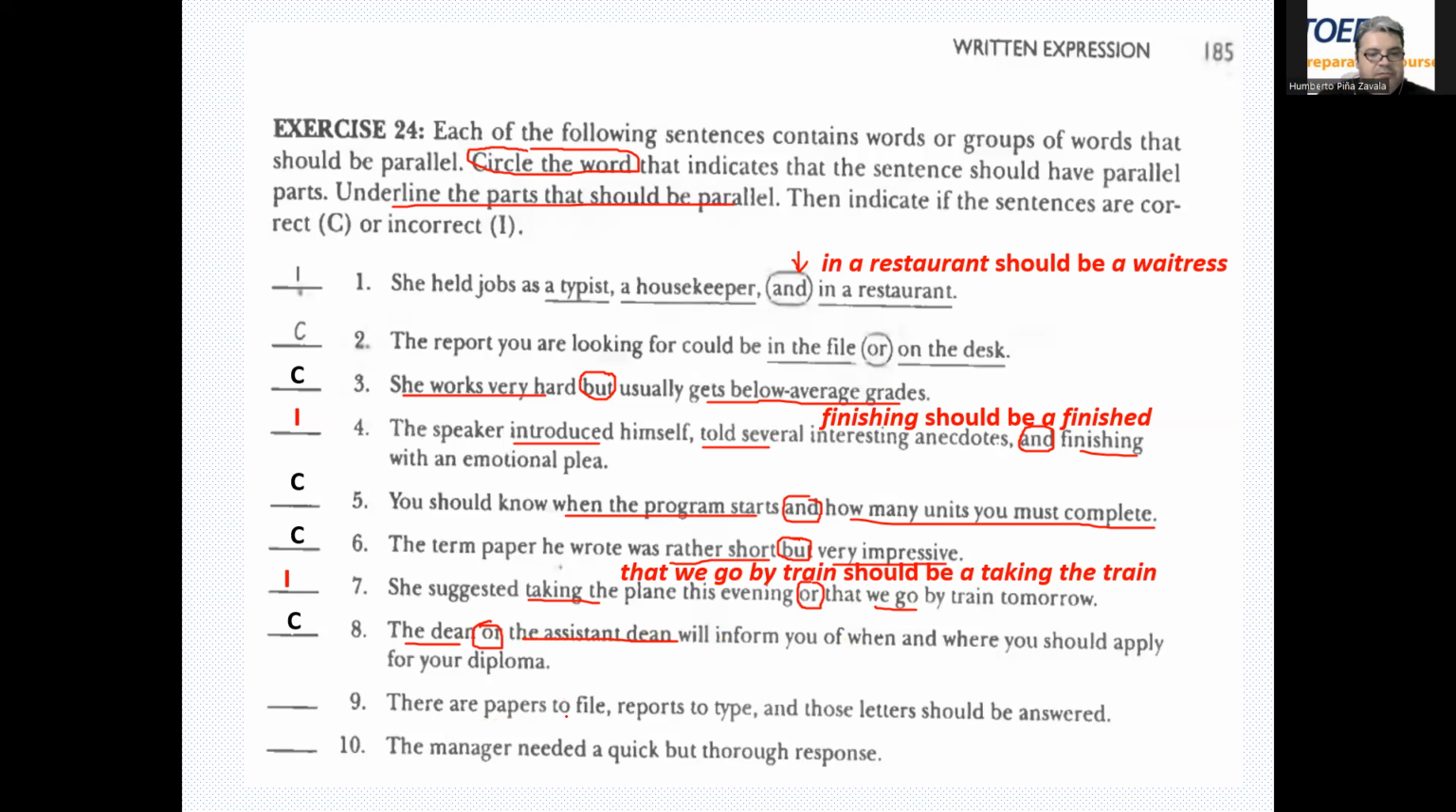There are papers to file, reports to type, and those letters should be answered. So here we got infinitive, and then passive voice. So that's not parallel. It should be letters to answer. The manager needed a quick but thorough response, right? So quick but thorough. So we got 2 adjectives joined together with this conjunction.